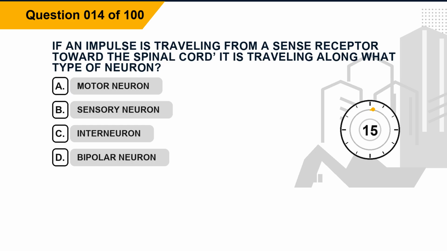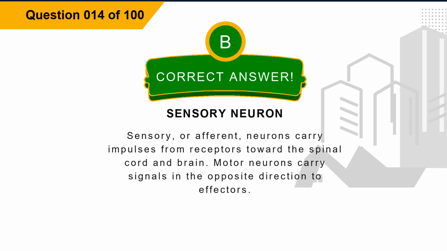Question 14. If an impulse is traveling from a sense receptor toward the spinal cord, it is traveling along what type of neuron? Option A, motor neuron. Option B, sensory neuron. Option C, interneuron. Option D, bipolar neuron. The correct answer is option B, sensory neuron. Explanation: sensory, or afferent, neurons carry impulses from receptors toward the spinal cord and brain. Motor neurons carry signals in the opposite direction to effectors.